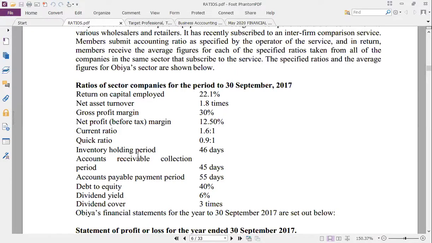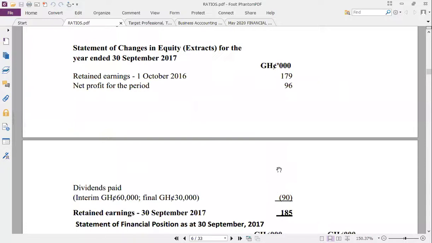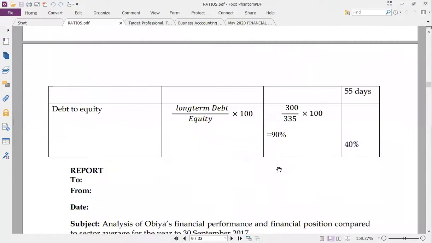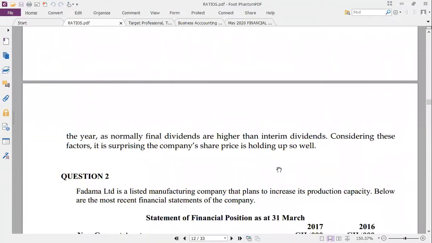Then inventory holding period, account receivable collection, all of them. And then we have dividend yield, dividend cover, all of them. Debt to equity. So here you are restricted to these ratios. Such questions are not all that difficult, just that if you don't know, you don't know. So that's why we have calculated all the ratios. Now let's go down again to that of Zangi or Fadama.